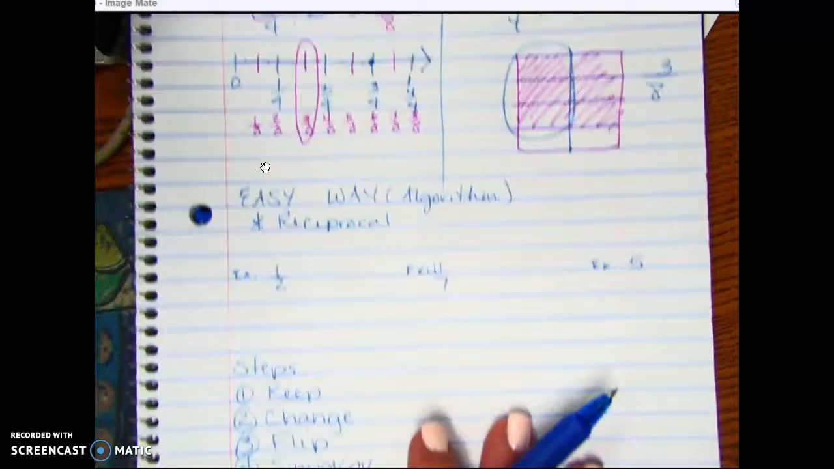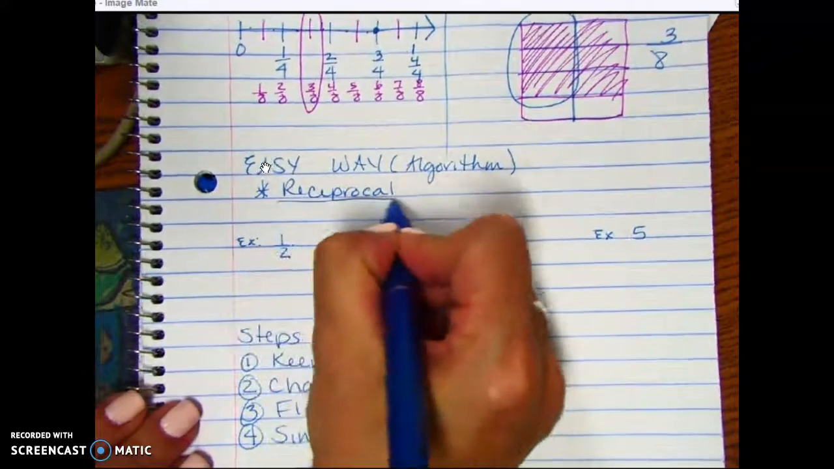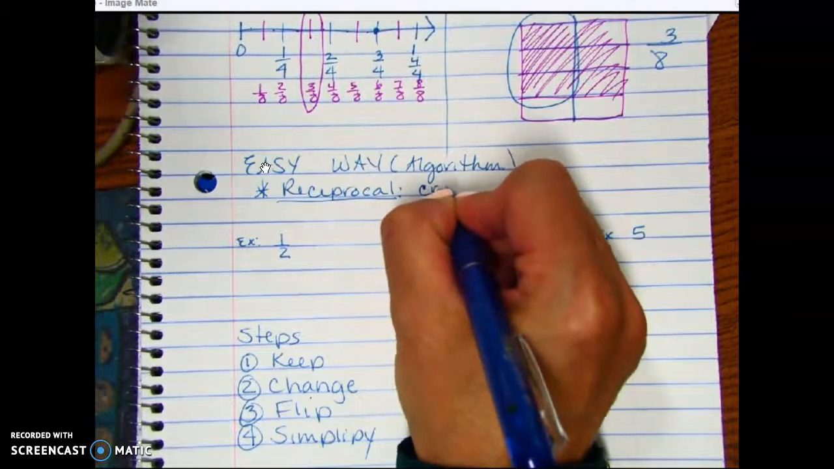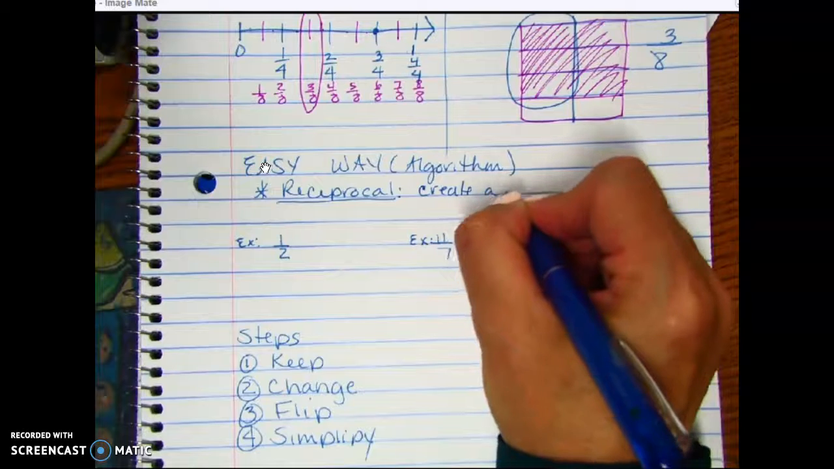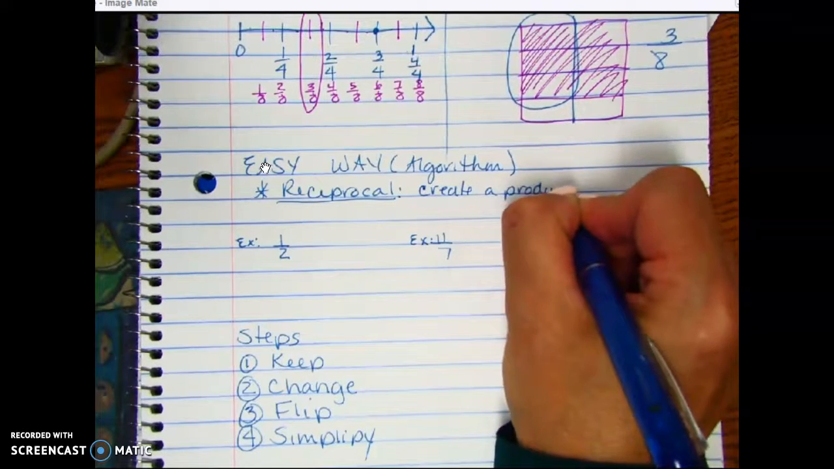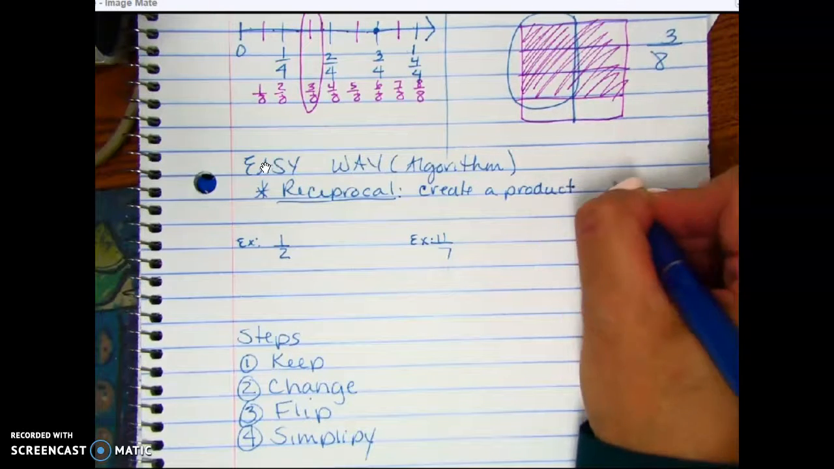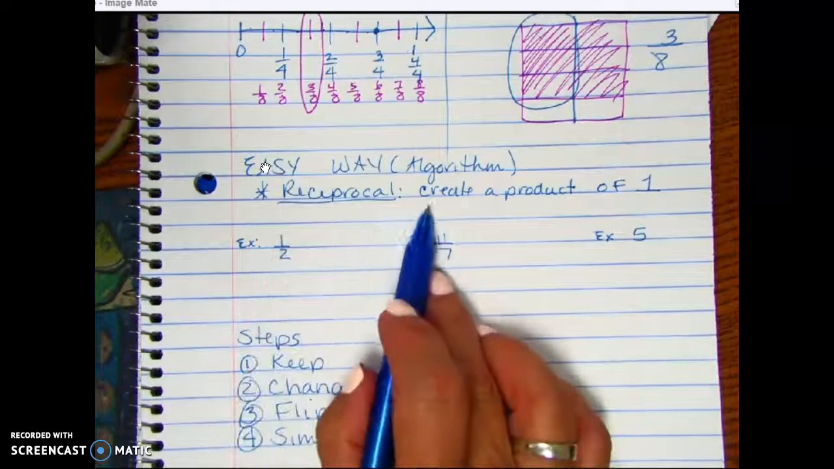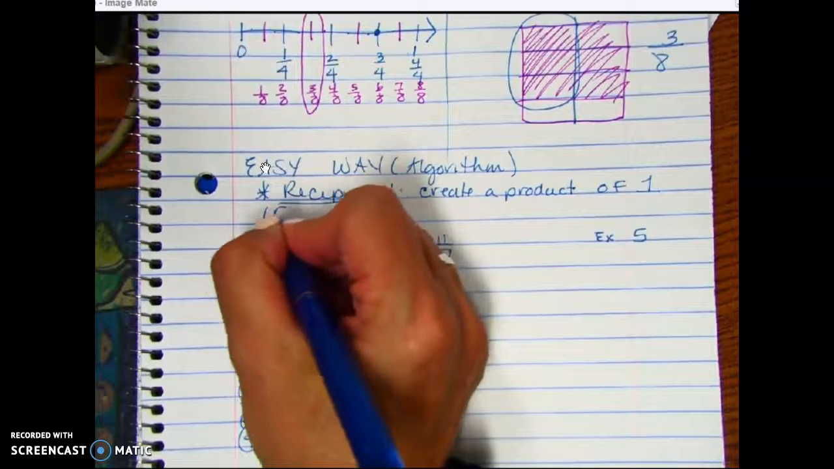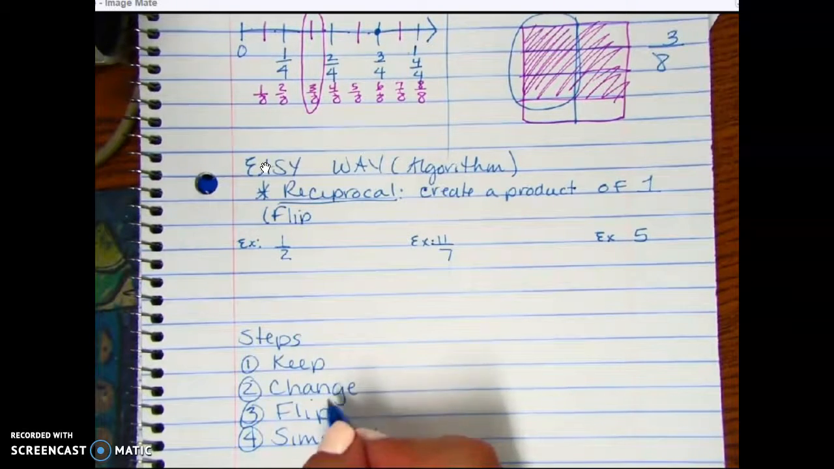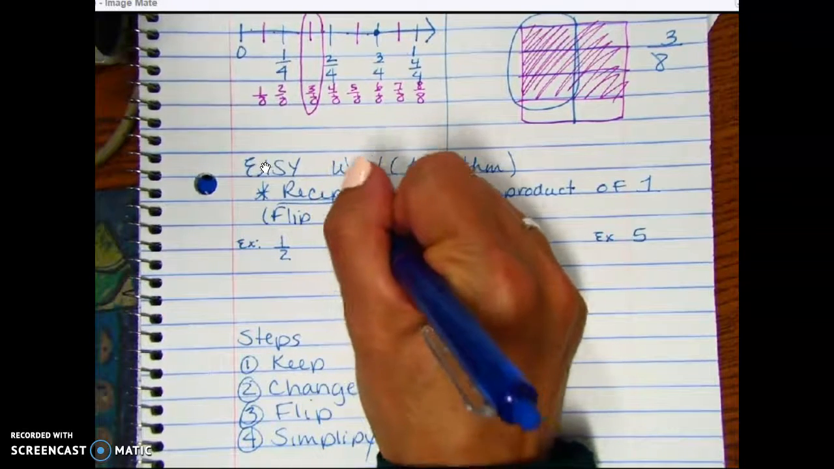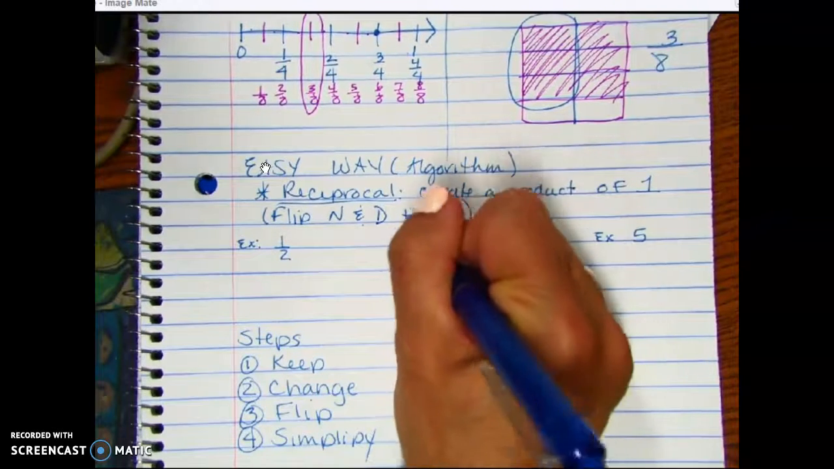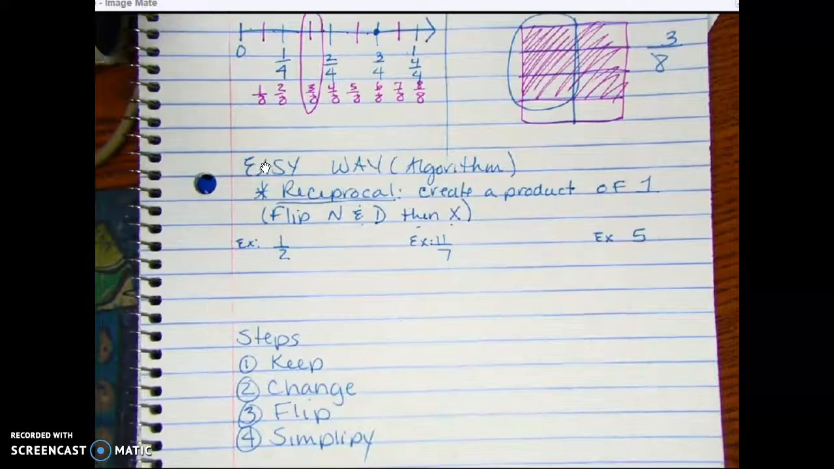It's the algorithm way. But first we have to know what the word reciprocal means. And it means to create a product of 1. Okay, that sounds a little bit cryptic, but don't worry, I will explain it. That's the mathematical definition, but what we're really doing is we're going to flip the numerator and the denominator. And then we're going to multiply. And we do that to prove that we are making a product of 1.